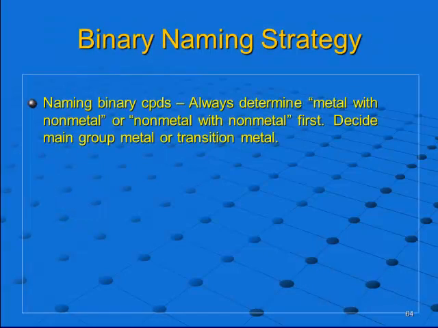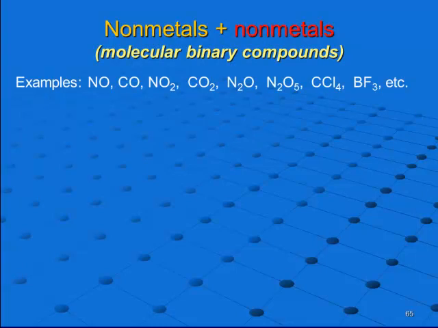Okay. Now remember our strategy, there are 3 types of binary compounds you're going to run into. The first one, you say, is this a metal with a nonmetal? Or is it a nonmetal with a nonmetal? If it's a metal with a nonmetal, determine whether that's a main group metal or a transition metal, and you name it accordingly. But that third type, nonmetals with nonmetals, those are not salts. They are close to each other on the periodic table. It's not a metal with a nonmetal. They don't steal electrons. They share electrons. And that means the ratios can be a variety of ratios.